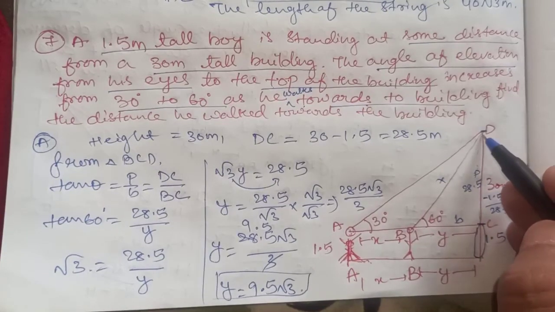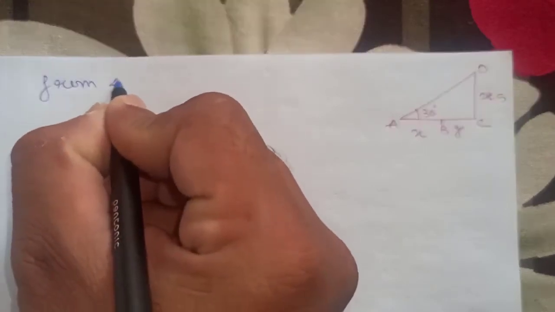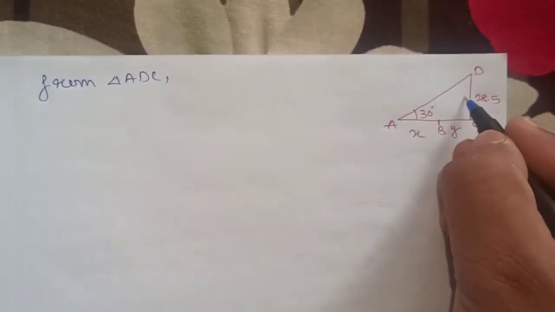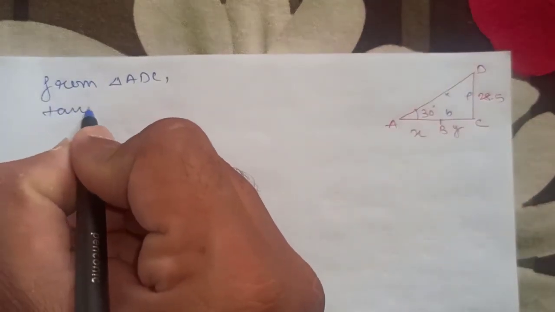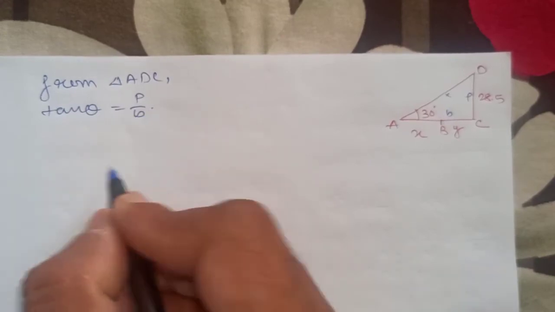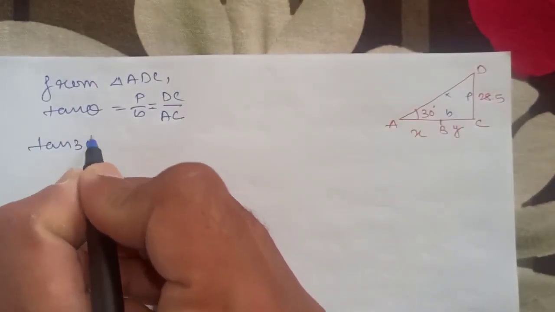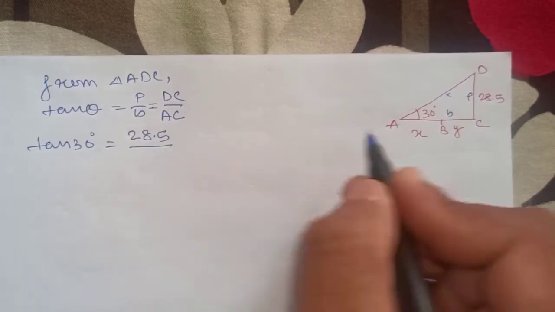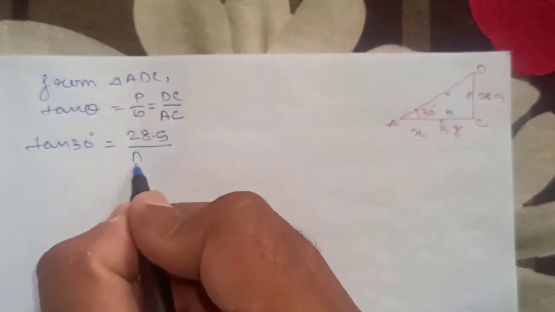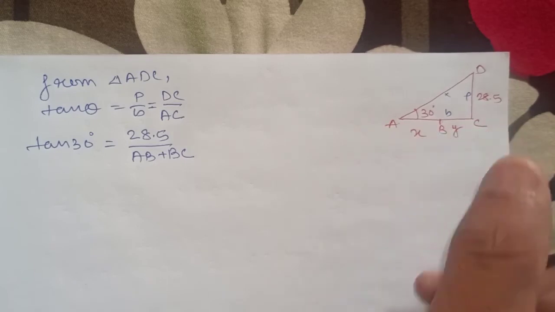Now we will take the bigger triangle, that is triangle ADC. Again perpendicular we have, base we have to find, no need of taking the hypotenuse. So tan theta equals perpendicular by base, that is DC by the base. The base is the whole line AC. We take tan 30 degrees equals DC, which is 28.5. Now AC is AB plus BC. This total is AC, this is AB, this is BC.